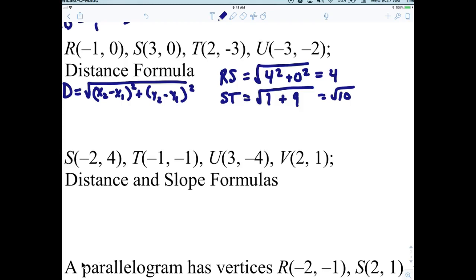Now I'm going to go ahead and do TU. All right, so let's see what we got for TU. 2 plus 3 is 5, squared is 25, and then plus 1, right? Which is the square root of 26.